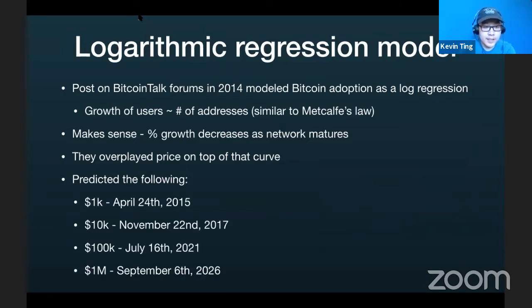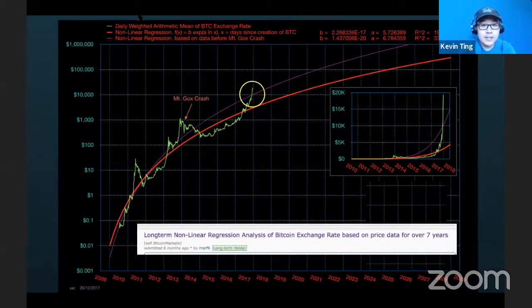They predicted 1K for Bitcoin on April 24th, 2015, 10K on November 22nd, 2017, 100K on July 16th, 2021, and 1 million on September 6th, 2026. And so this was an updated graph based on it. And the original curve was the purple one.